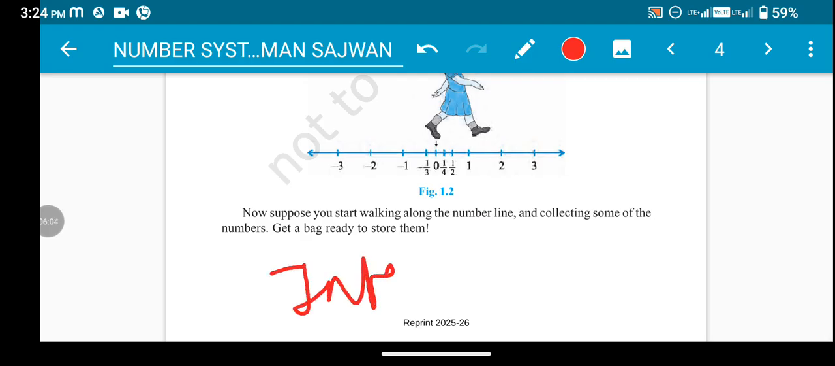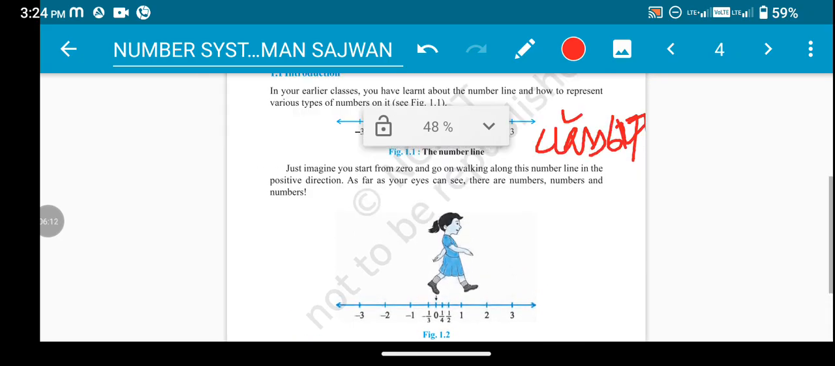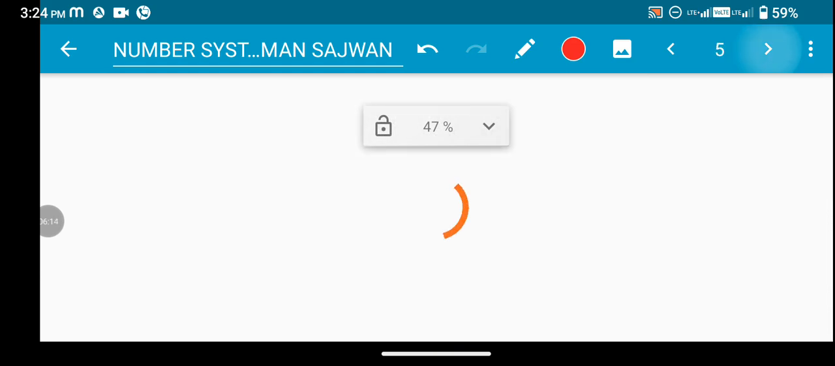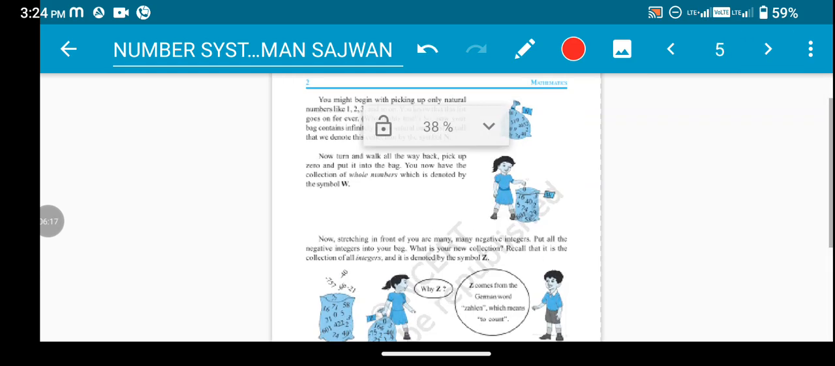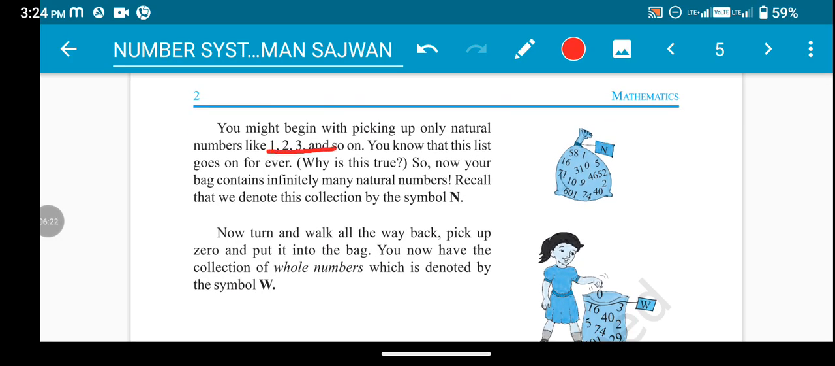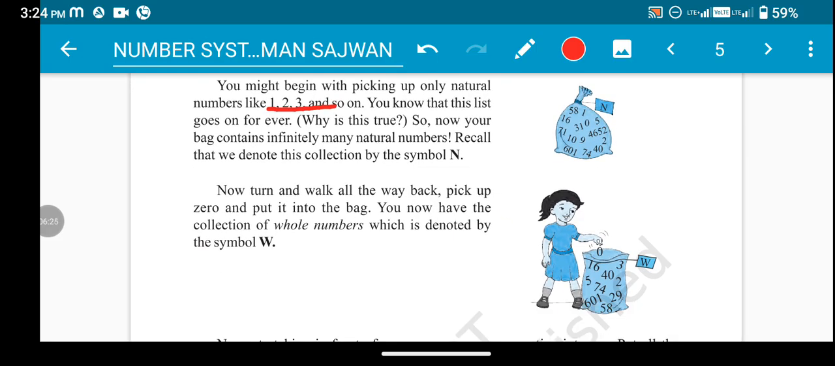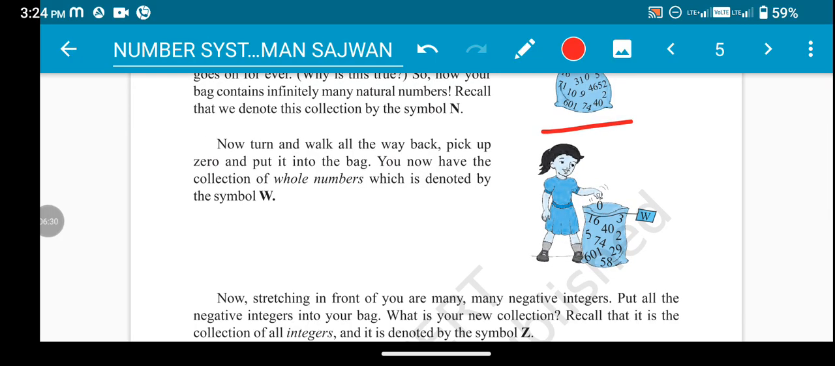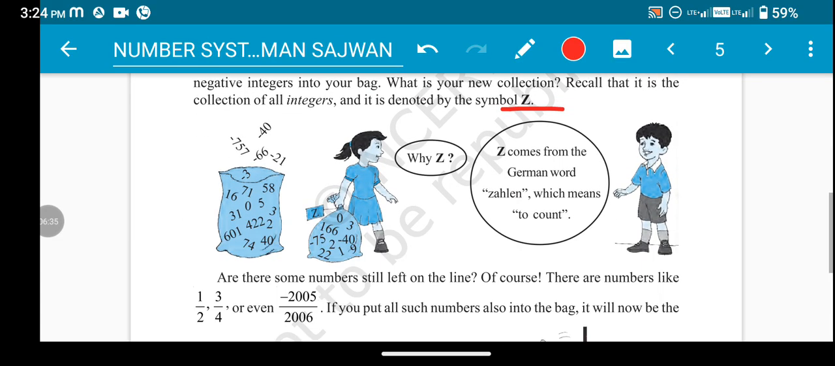The integers sign you can write as a capital Z. This is integer. You might begin with picking up only natural numbers, and so on. You know that this list goes on forever. Natural numbers we say N, W is for whole numbers, Z is for integers. We have already done this previously.